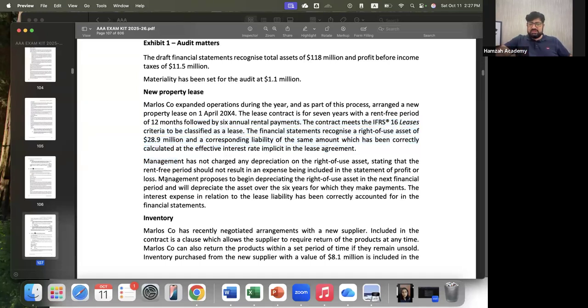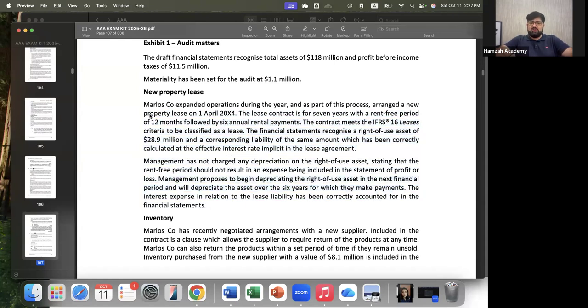Management proposes to begin depreciation in the next period and will depreciate over 6 years, for which they make payment. The interest expense in relation to the lease liability has been correctly recorded.